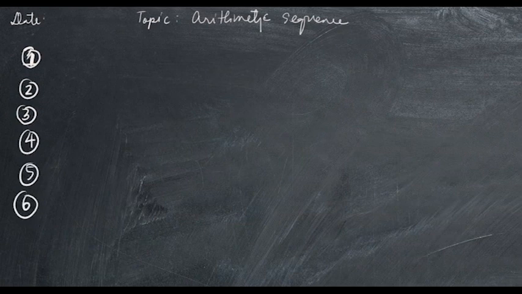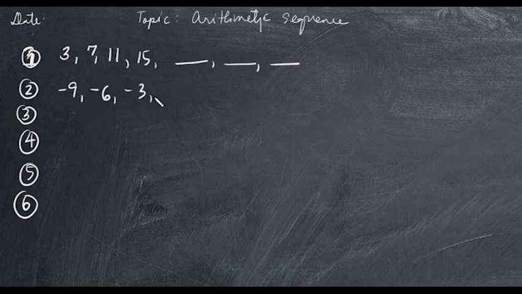One, two, three, four, five, six. Sequence of numbers. Tapos, what I want you to do is to look for the next 3 terms. So this will be the first one. So, next 3 terms. Number 2, we have this one.